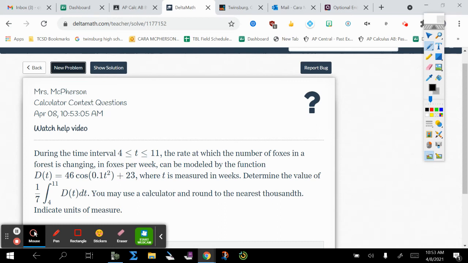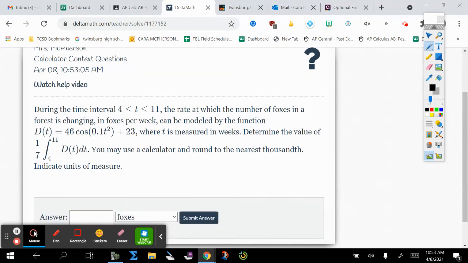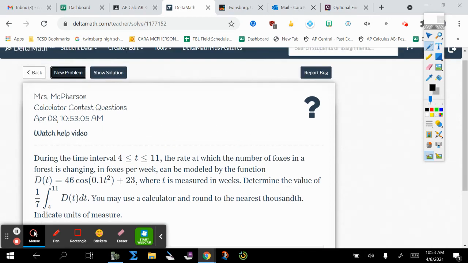This one actually tells you how to set it up, and it wants you to figure out what it represents. So I will mention it. The rate of change of your foxes is given by a D function, and we're integrating from 4 to 11 this D function, and then dividing it by the width of the interval. That's why the 1/7 is there. So this is actually your average rate of fox changing in the forest, because this is an average value function. We already did an average value, though.